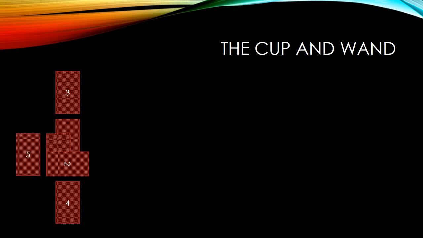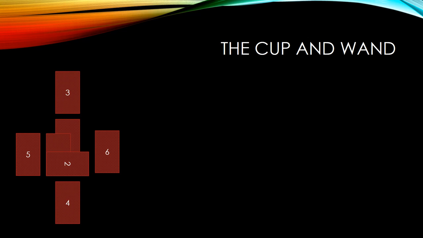Card number 5, the immediate past, the things that have just happened that are relevant to the situation, right? What's going on? Takes you to card number 6, out front, it's the immediate future. What's about to happen right now? Next day or two, maybe even the next few hours, maybe a whole week.